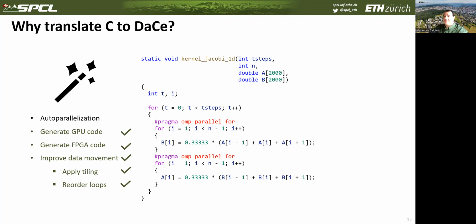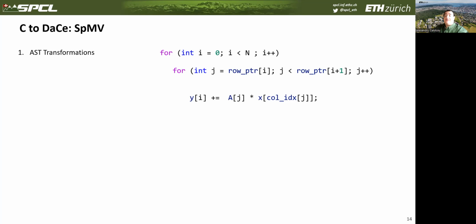Now, this is a very simple example. So for showing how to lift code from C to DaCe, let's try a more complicated example: sparse matrix vector product. The way that we do this is by starting with AST transformation. So we take the code, we generate the AST, and then we prepare the AST for transformation into an SDFG.